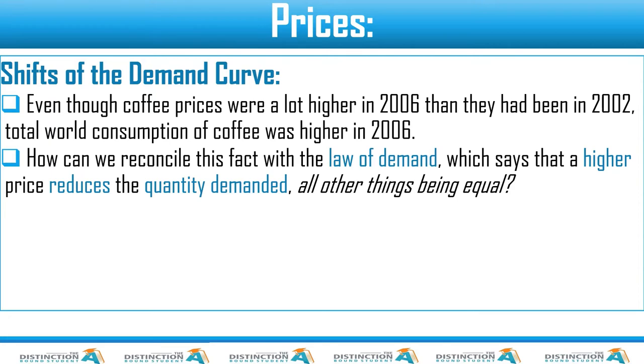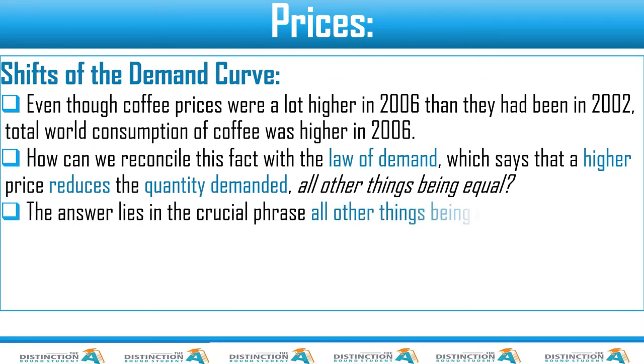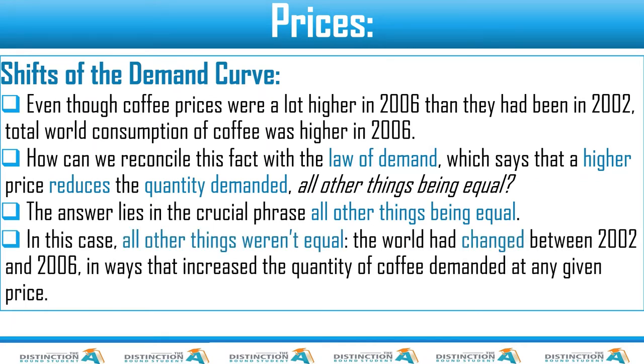Because here we are saying, even though coffee prices were a lot higher in 2006 than they were in 2002, total world consumption of coffee was higher, meaning demand for coffee increased in 2006, but prices were higher, which sort of contradicts what we say about the law of demand, which says as price goes up, quantity demanded decreases. Well, I think the answer will lie in the phrase ceteris paribus, or all other things being equal, because all other things were not equal.